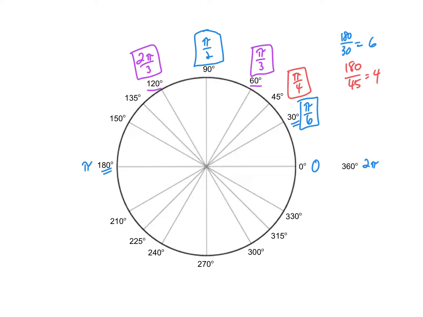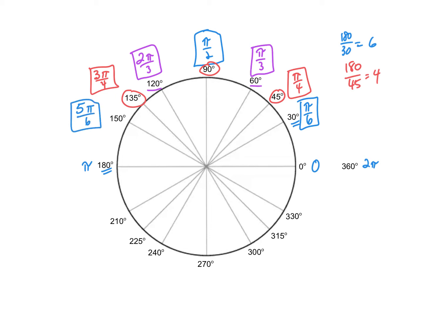135 is going to be 45, but it's going to be 3 45s, because we go 45, and then 2 45s is 90, and then 3 45s is 135. So this is going to be 3 pi over 4. 150 is going to be 30 times 5. 30 times 5 is 150. So it's going to be 5 pi over 6.